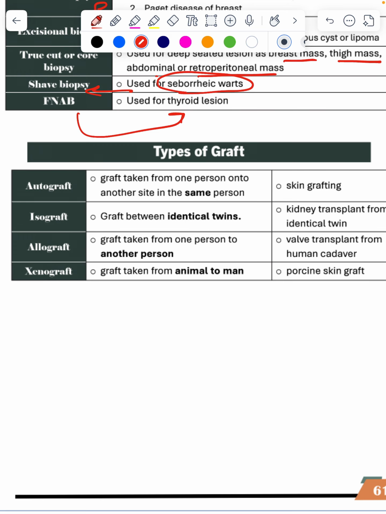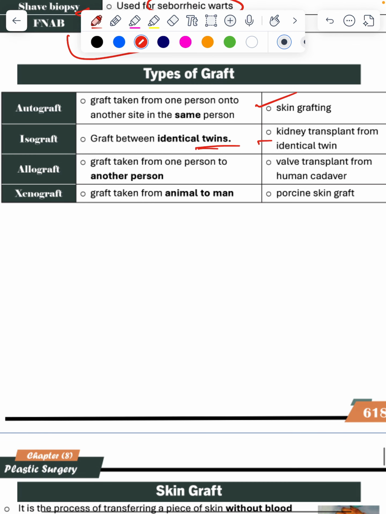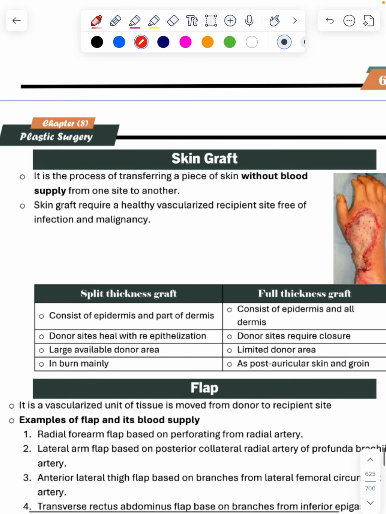So what are the types of graft? Graft taken from the same person, skin grafting, is auto. Iso is the same, identical twins. Allografts are from one person to another, different from identical twins. Porcine is the animal graft. This is skin grafting.